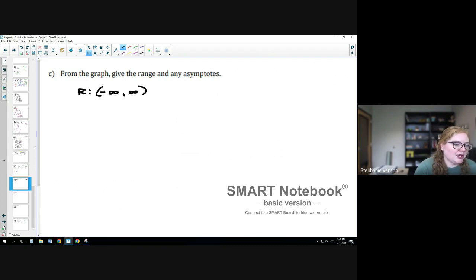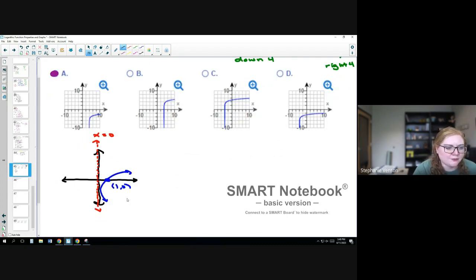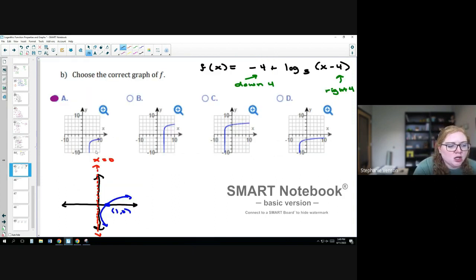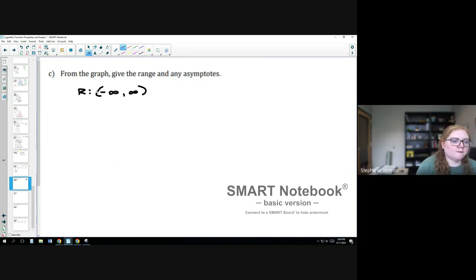Then they want to know if there were any asymptotes. Well, let's go back and look at our graph. You see, the original graph, or the parent function, has an asymptote at x equals 0. So that asymptote is going to move with the function if I shift to the left or to the right. So if the asymptote used to be here at x equals 0, and I shifted it to the right 4 units, then it's now at x equals 4. So I have a vertical asymptote at x equals 4. Okay, so those are my two answers. That's all they wanted for part C.